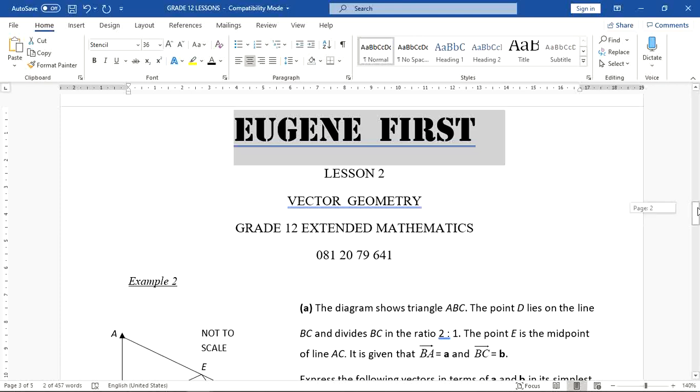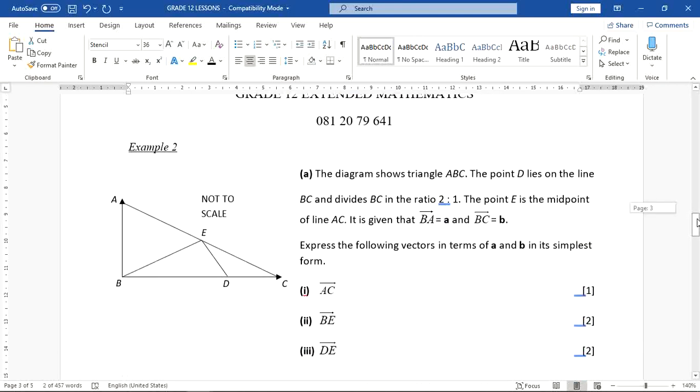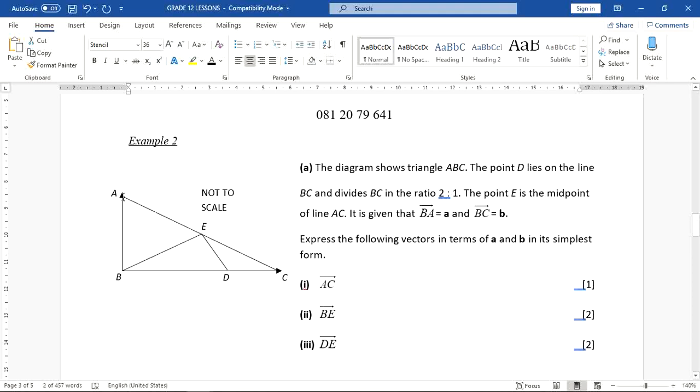In this lesson, we are going to do example number 2. We are given a triangle ABC, and we are told that point D lies on the line BC and divides BC in the ratio 2:1. Meaning that part BD is 2/3 of the line, and line DC is 1/3 of the line.